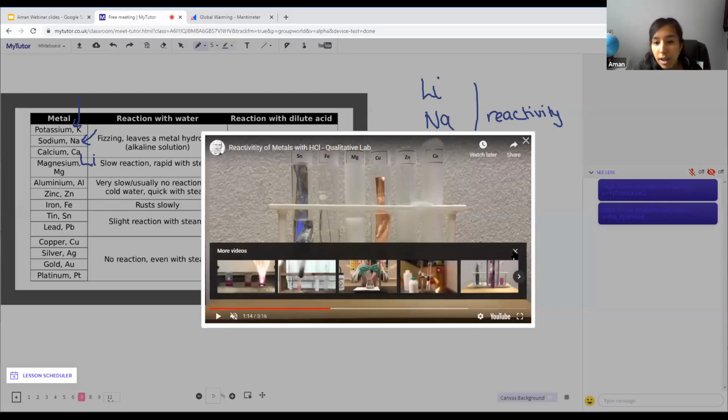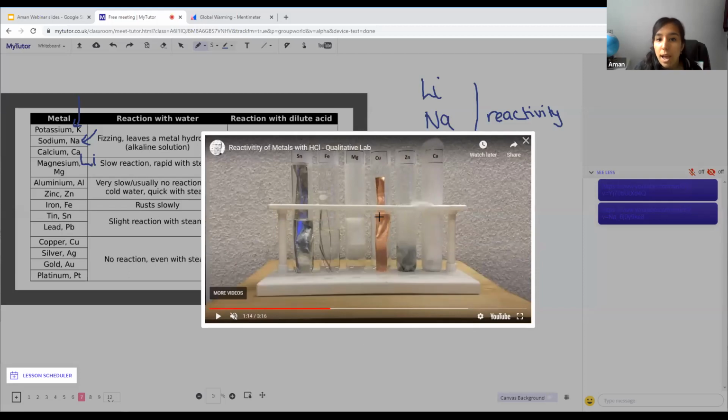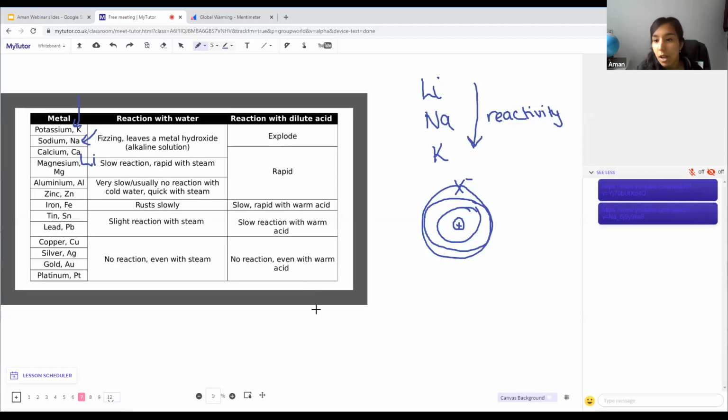Okay, so as I said, those are the reactions that we do to have a look at where the metals lie in the reactivity series. I can put those links into the chat if you would like to watch them through again. If not, you can just type into YouTube these reactions, so metals reacting with water and metals reacting with acid, to have a look at the reactivity series.